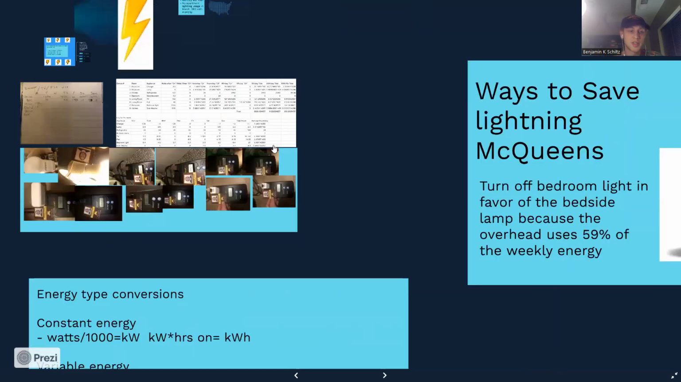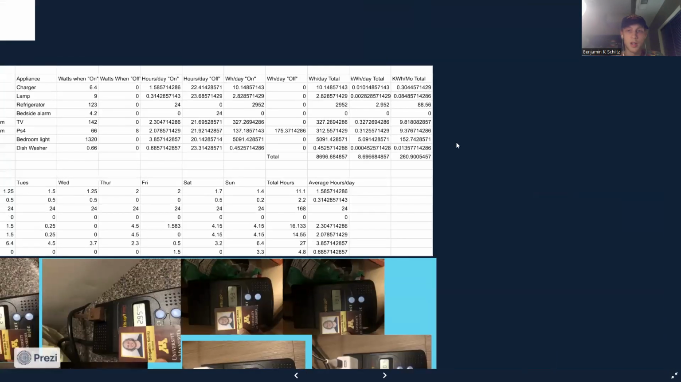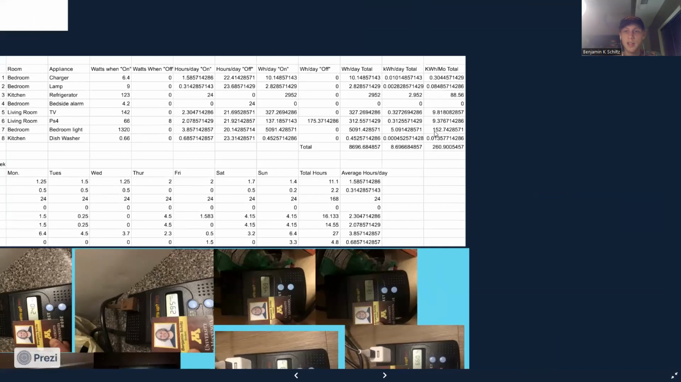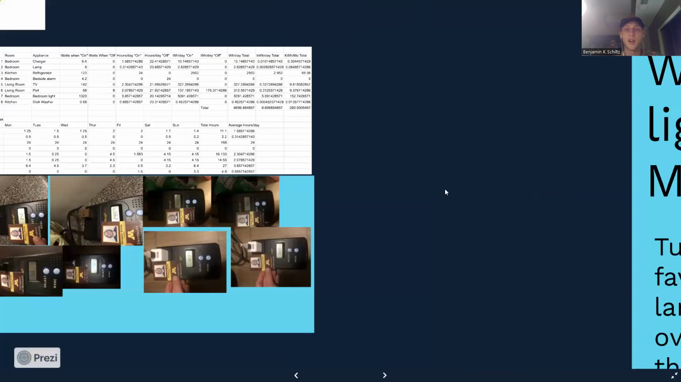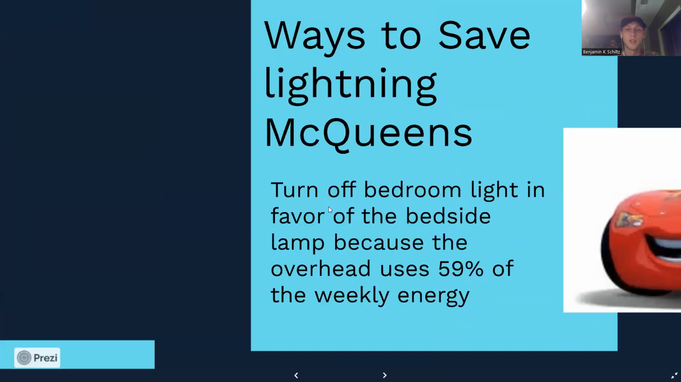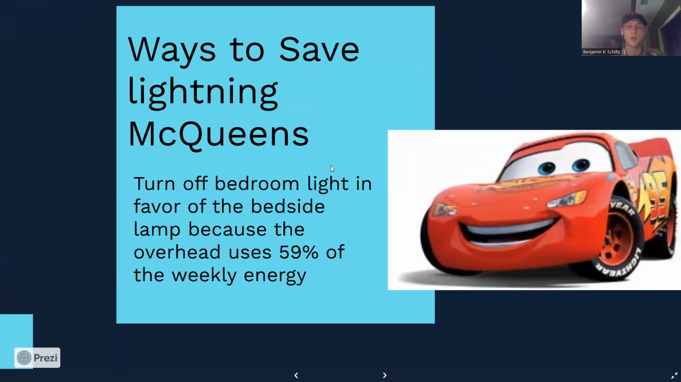And as you can see, the amount of electricity that is used for the bedroom light, 152 kilowatt hours per month, is about 59% or 60% of my total kilowatt hours per month used for that week. So a good way to save some lightning McQueens would be to turn off the bedroom light and to use the bedside lamp instead, which uses vastly less electricity.